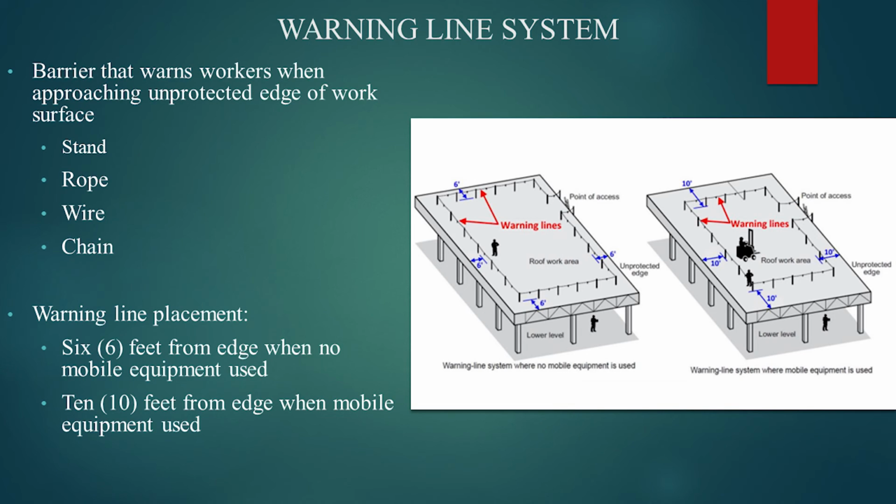A warning line system is a barrier placed on an elevated surface to warn individuals that they are approaching an unprotected side or edge. It is used in certain situations when passive or active fall protections are not available. The line system consists of stands with lines attached. The line attached can be a rope, wire, or chain. As the illustration here shows, the work area must be surrounded by the warning line.